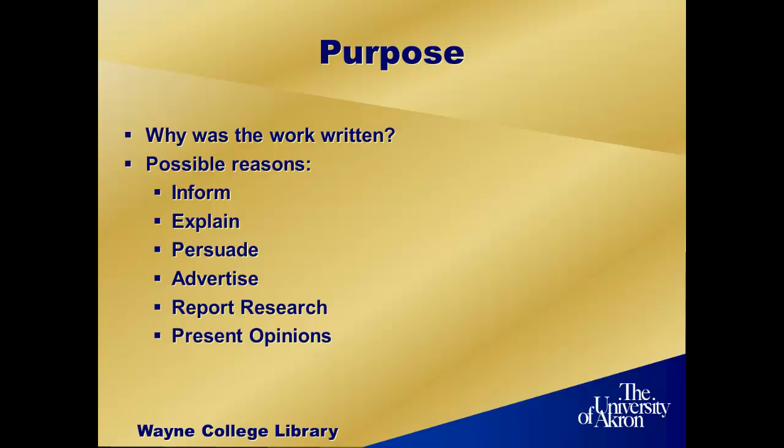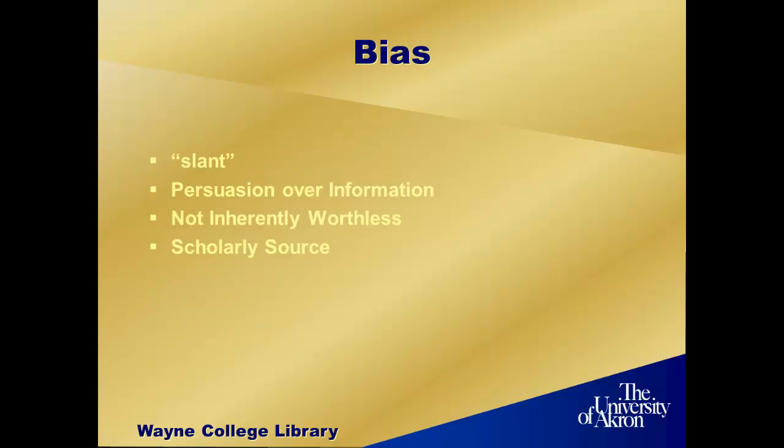There are many reasons an article may be written, but it is important to think about why it was written when you are evaluating your research, especially when it relates to bias. Bias means a slant, and when used in the context of writing, it usually means that the author is projecting a certain opinion, and that opinion comes through in the writing.